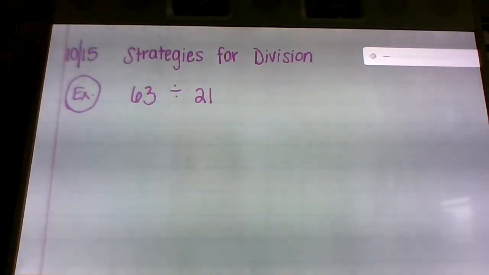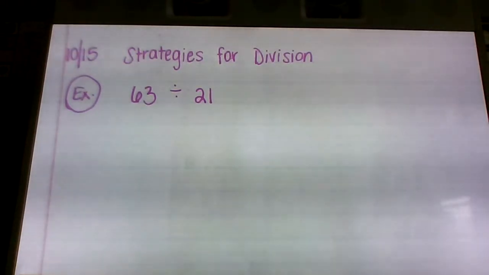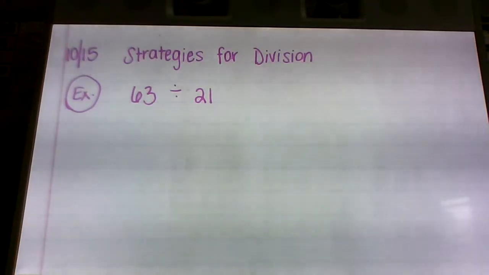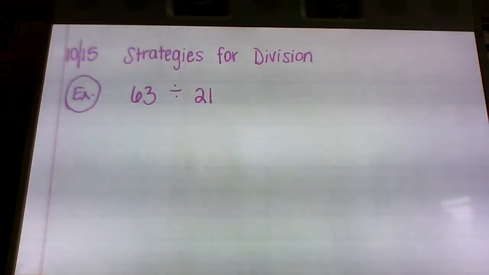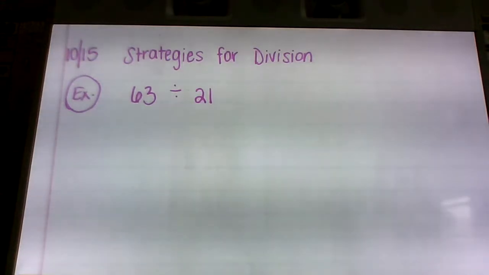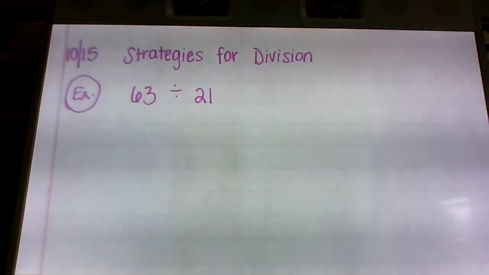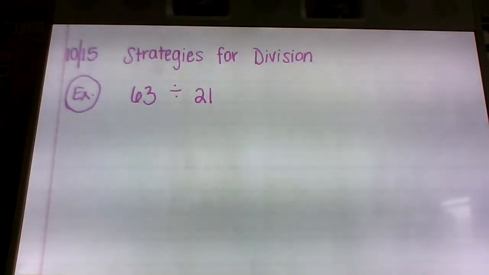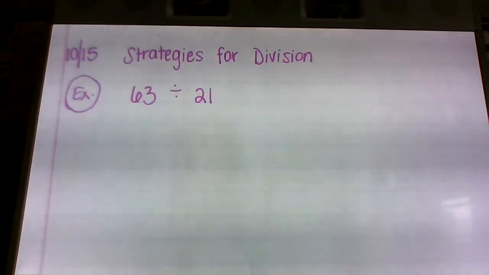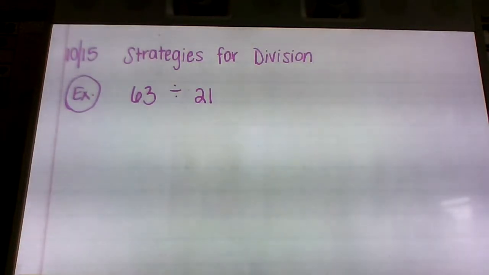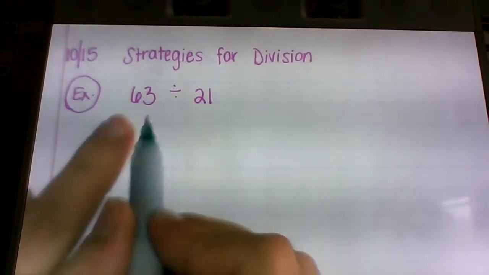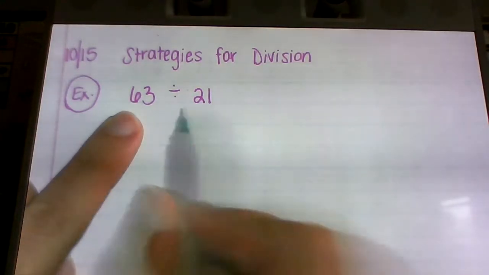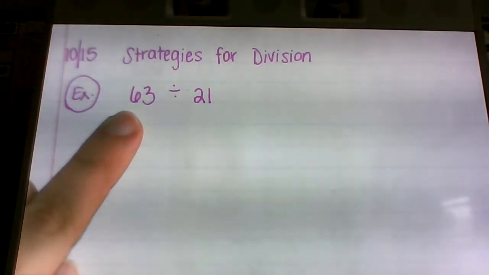For this first strategy, I always suggest that we estimate our quotient first. The reason I suggest we estimate first is that it gives our students an idea of where our quotient, meaning the answer when we divide, will be somewhere near. That way we can assess if our answers are reasonable or not. So if I was to estimate, I'm going to want to estimate to a basic fact that my students know really well off the top of their head.